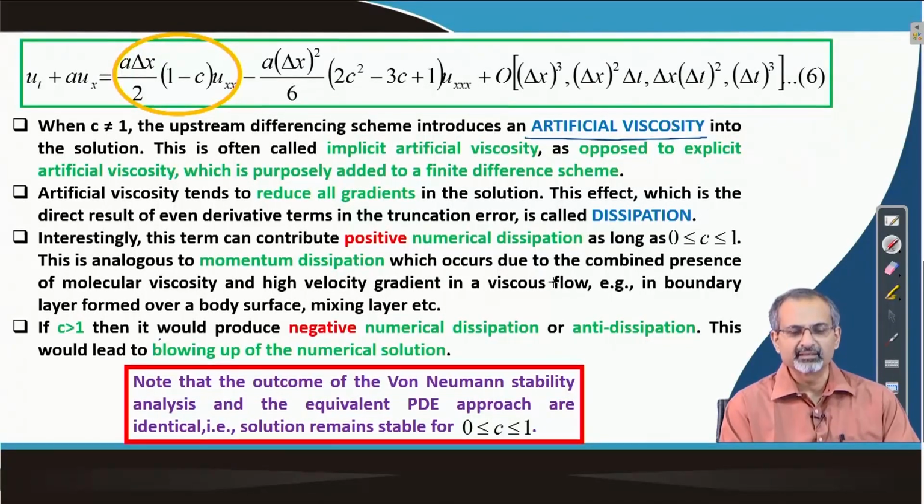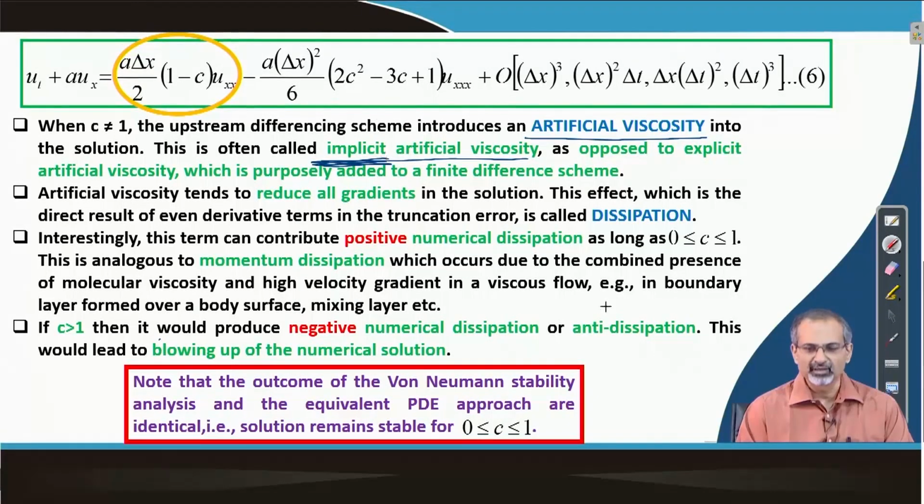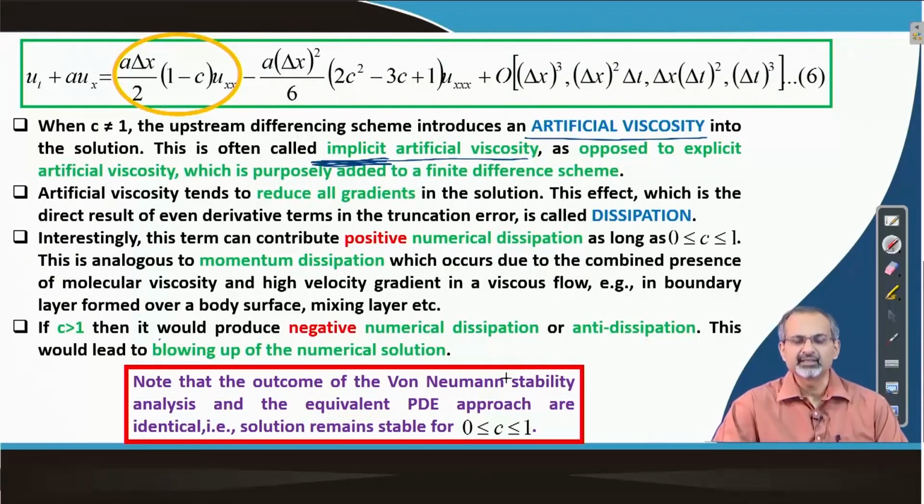That means, it is going to play the role similar to molecular viscosity, what you see in viscous simulations of the problem through Navier-Stokes equations. So, this comes automatically by virtue of the numerical scheme that you are using. So, it is implicitly introduced. It is not that you are explicitly adding this kind of numerical viscosity or artificial viscosity, but it is coming implicitly through the kind of numerical scheme that you are using to discretize the linear wave equation.